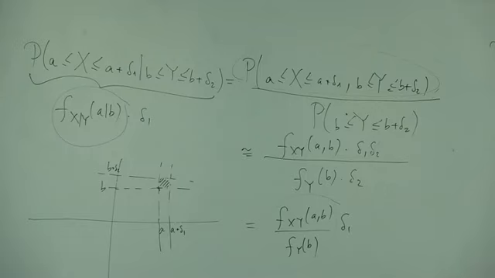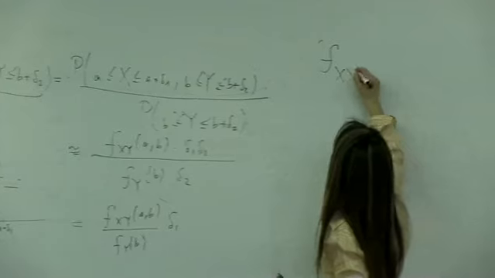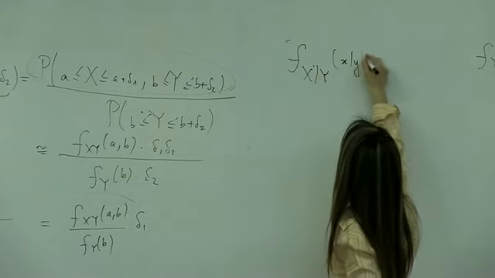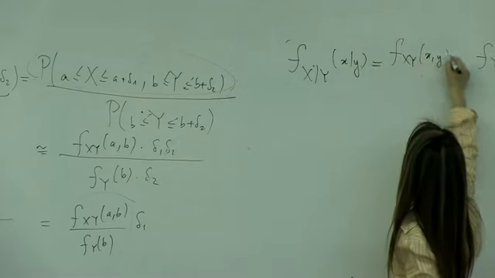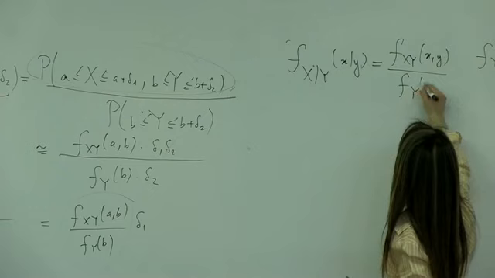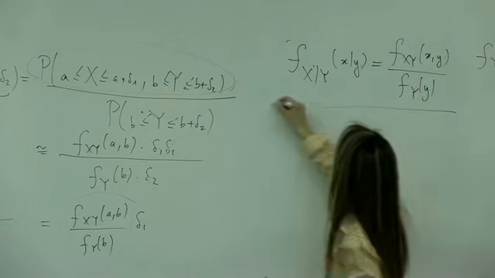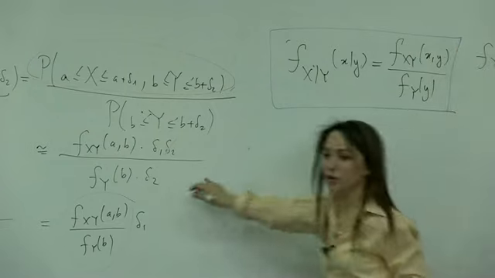So we define f_{X|Y}(x | y) as f_XY(x, y) divided by f_Y(y), and the reasoning behind this definition is this argument right here.